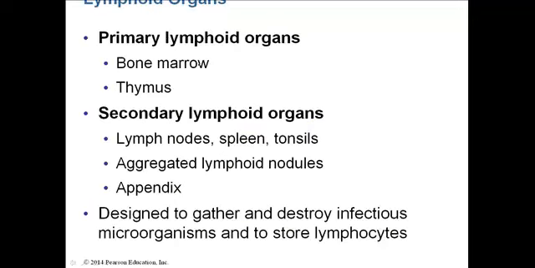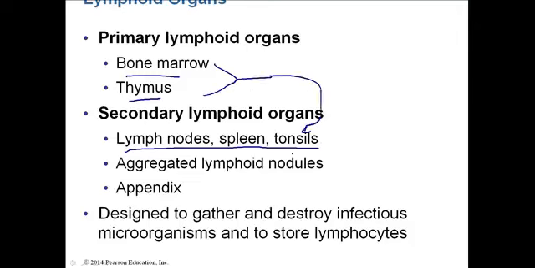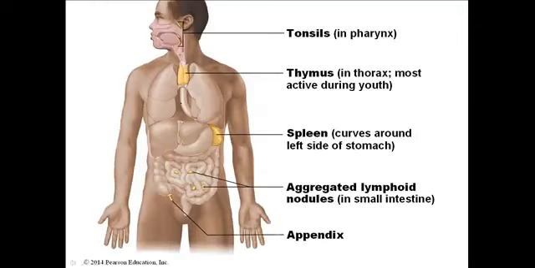Okay. So the primary lymphoid organs are the bone marrow and the thymus, because these are the nurseries for these lymphoid tissues or cells. Secondary ones are the lymph nodes, spleen, tonsils. So they're sort of born and stored here, then they go out to these places here, and then they do their jobs. And they're in very significant positions in the body.